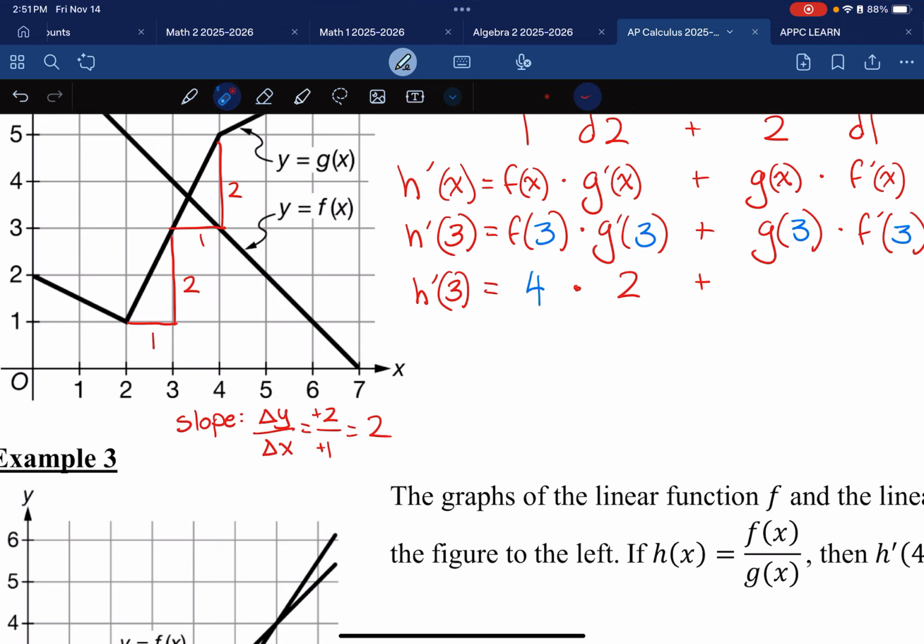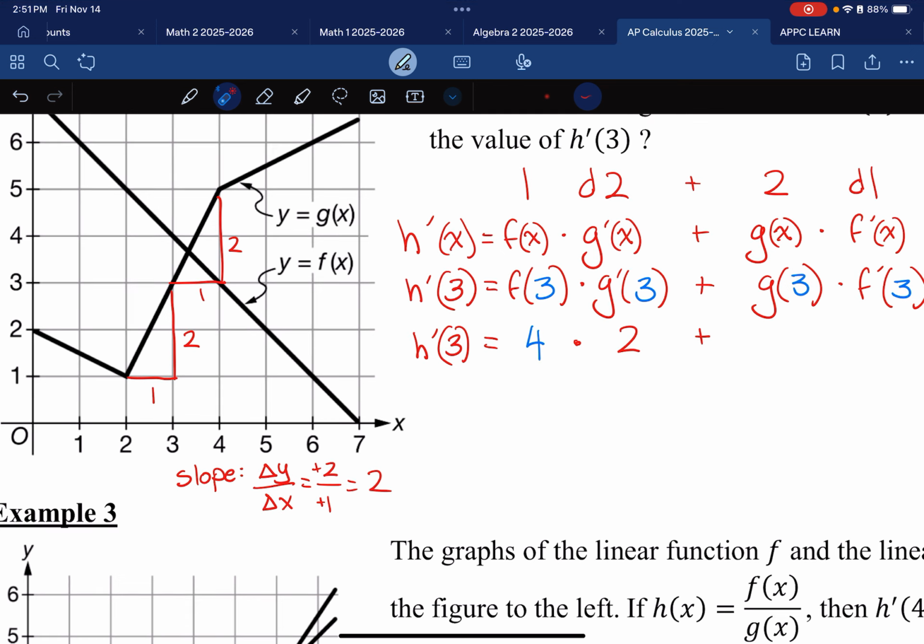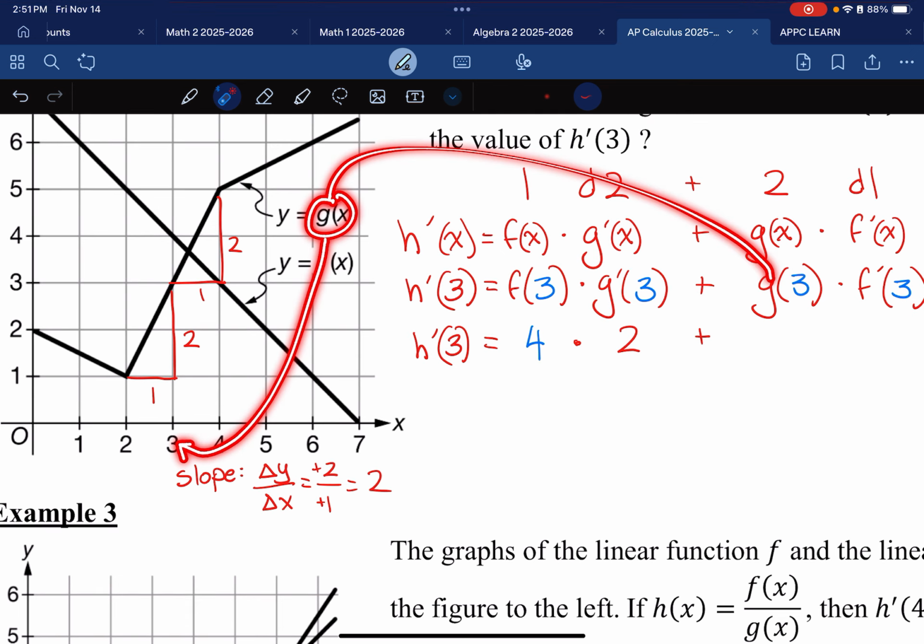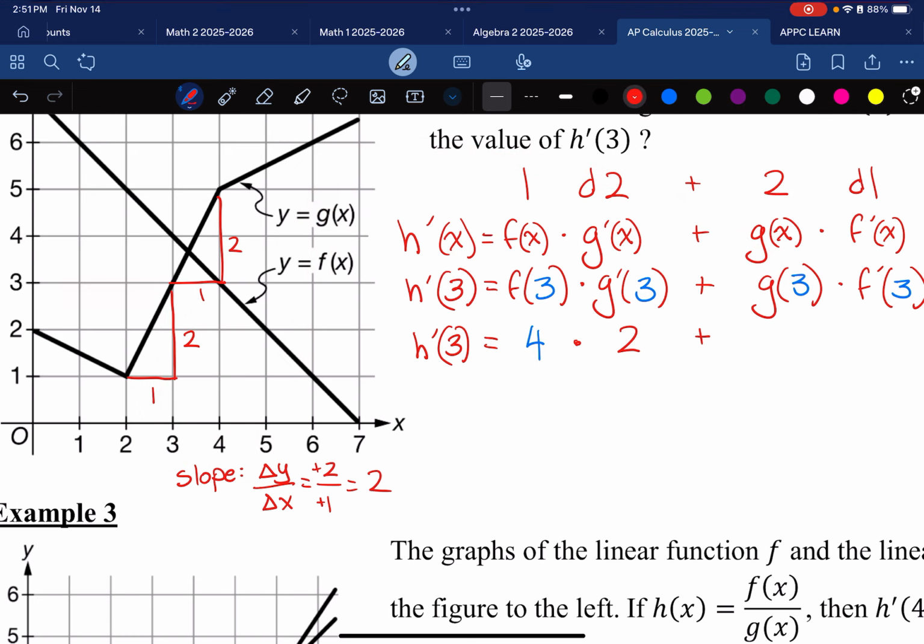Plus, okay, now I have to find g of 3. Notice there's no prime, therefore this is just the height at 3. So I come over here and I look, okay, there's g, and I go to the x-coordinate 3, I come up and I look at the height, there's my height. My height is 3. It just happened to be the same value, and I was lucky. And then I'm going to say this is going to be multiplied by f prime of 3.